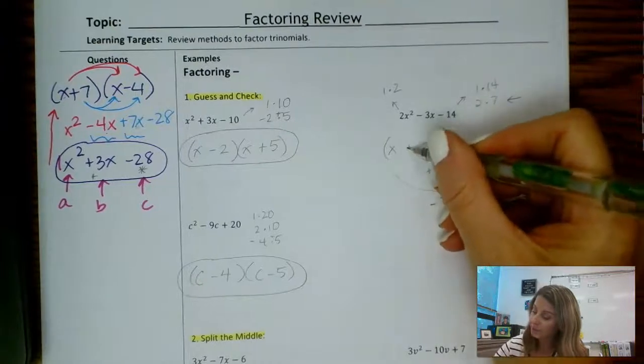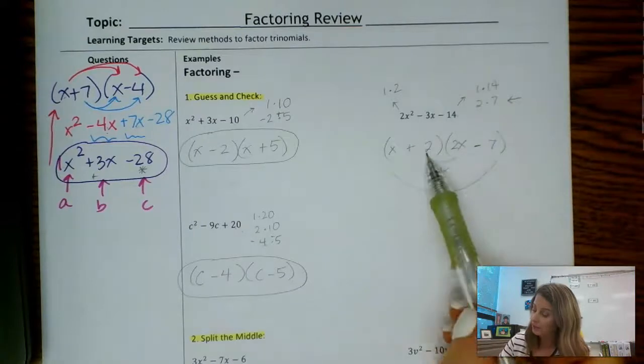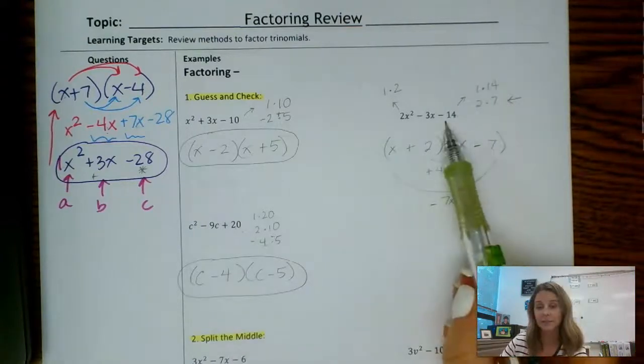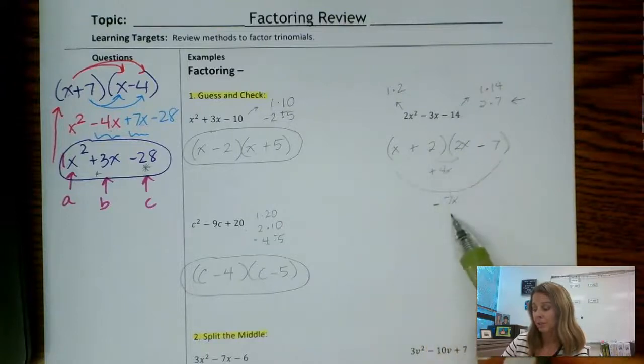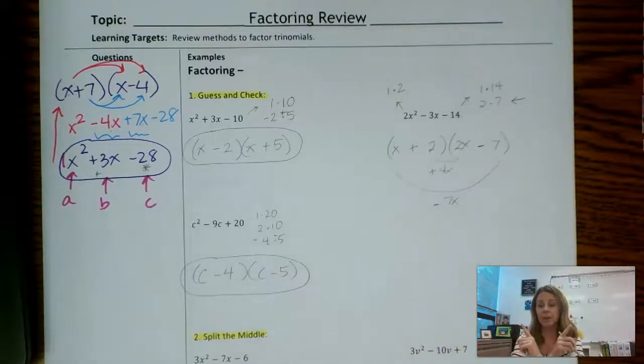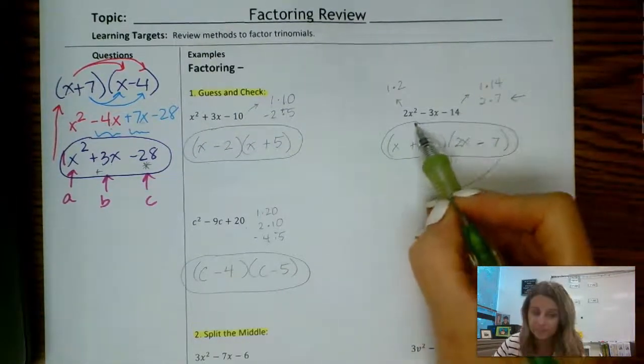So the 4 came out of here, plus 4. The negative came out of here. And then if I look, 2 times -7 is -14. Now, if that would not have worked, then I would switch the location of the 7 and 2. So we might look at another one in a bit. So this is my answer. Go ahead and circle it.